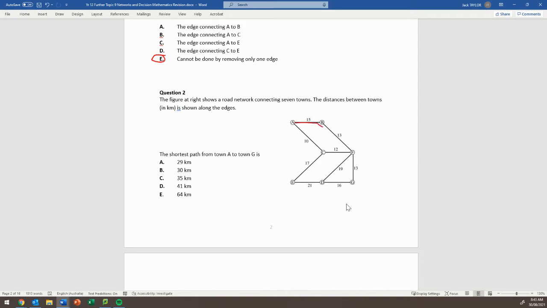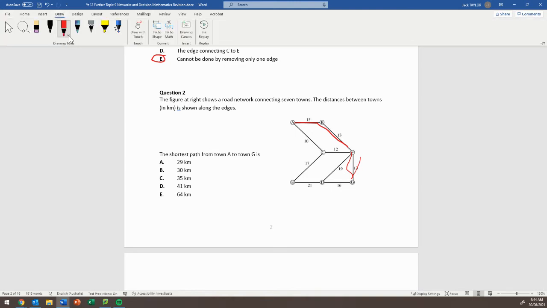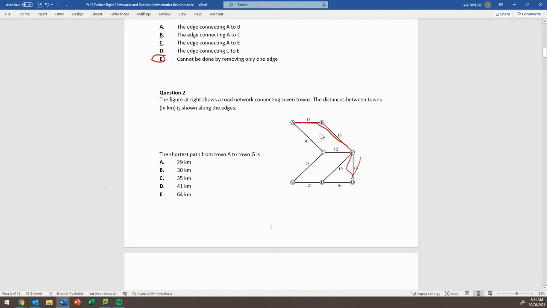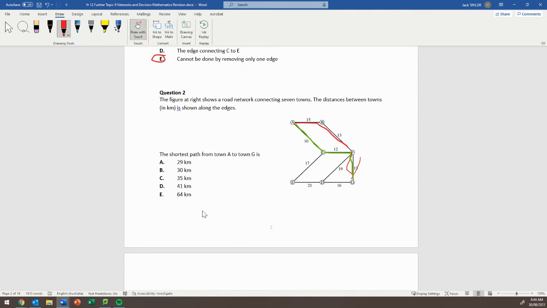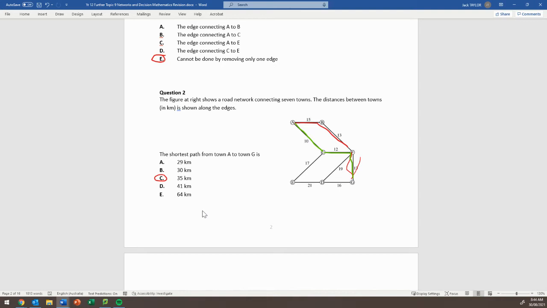So I could go from A to B, down to F to G. That would make 41. I could try another one. I could go from A to C, because that's the shortest edge I can see, then down to F and down to G. That makes a total of 35. You go through, you try a few more, you'll find that 35 is the shortest path to get there. So that's our answer. So with those ones, a little bit of common sense. Always try and follow the shortest valued or lowest edges when you can.